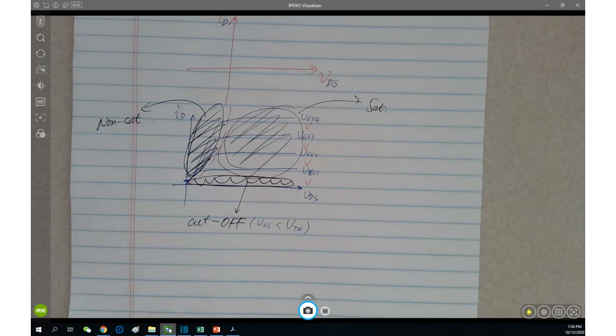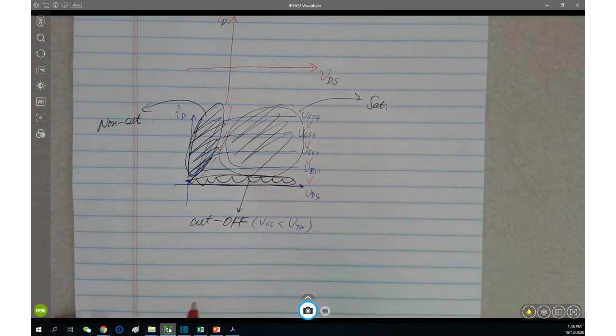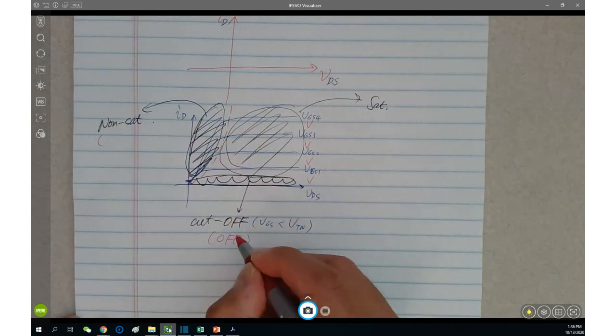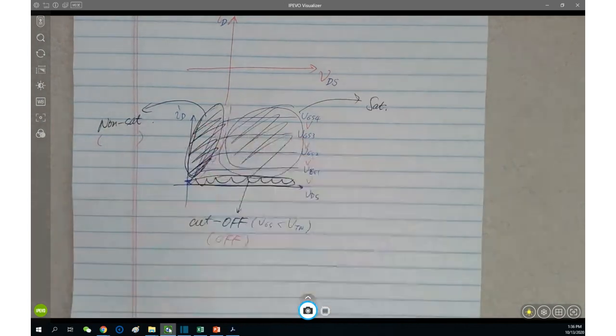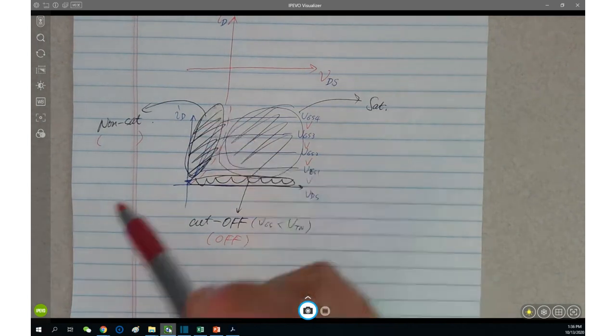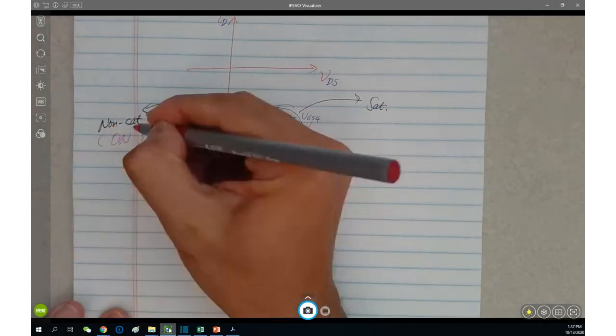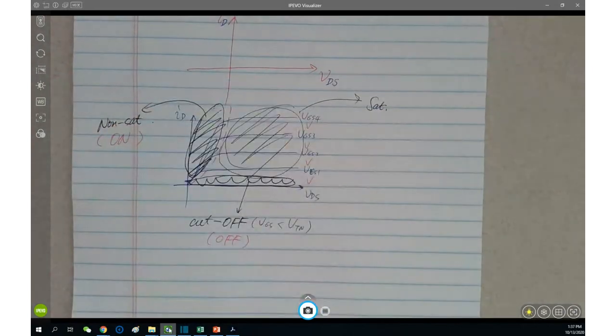Not done yet, be very careful. This is off, okay. This region here can represent certain behavior of the transistor as well. Anyone, any thought? This region here, the non-saturation region. What do you think? Any thoughts? I'm gonna guess on. Good, very good. It's just a guess, or what's the sense? Why it is on?